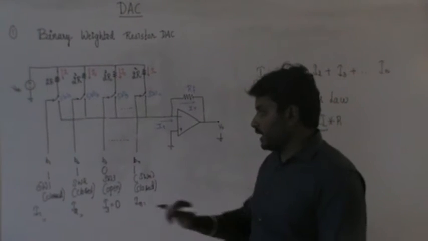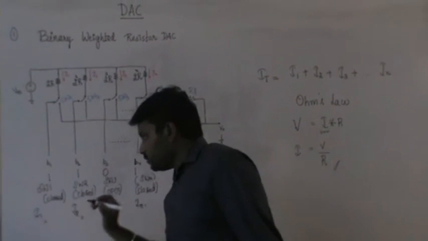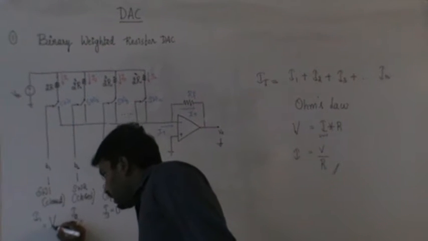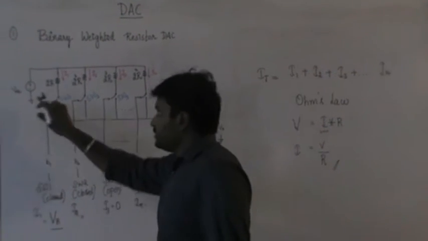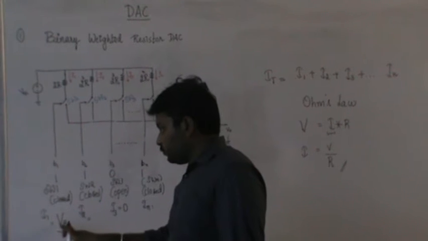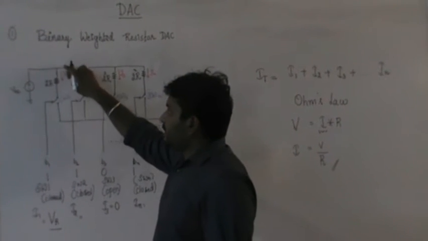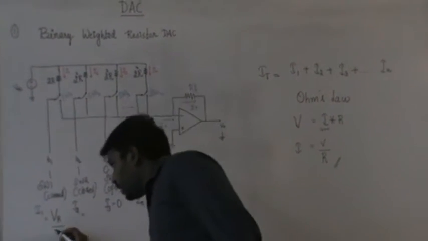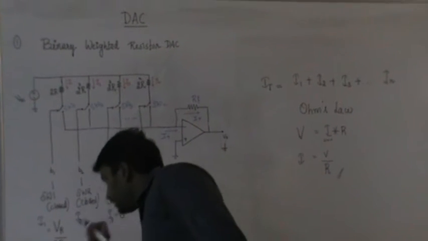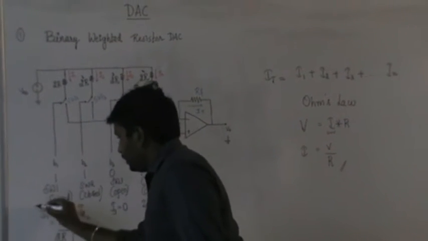So how do I have to write I1? I1, how do I have to write? I is equal to VR, because that is the voltage that I have represented here. Therefore I1 is equal to VR by, what is the resistor where the current I1 is flowing? It is 2R. So I write VR by 2R. This is the equation for I1.